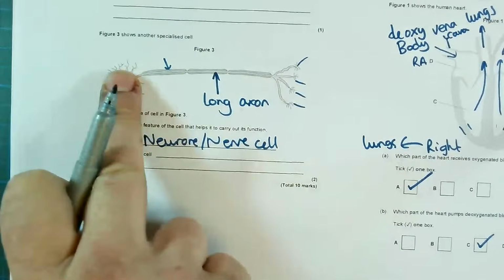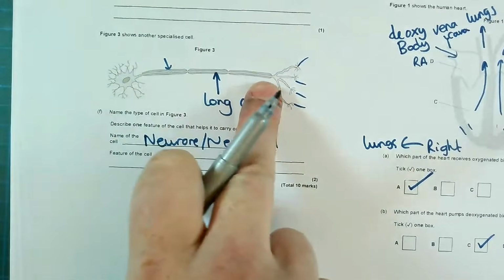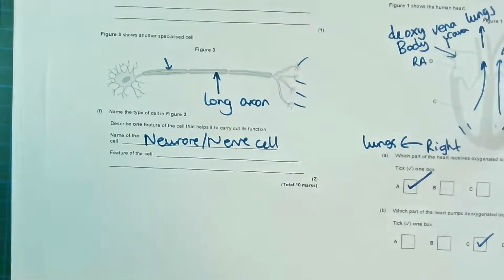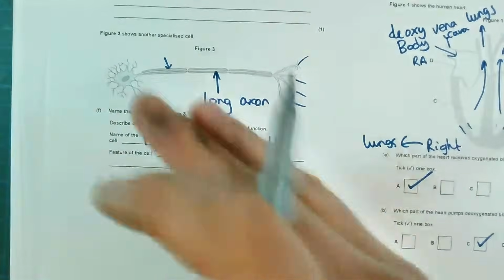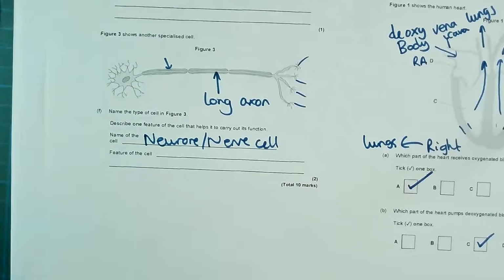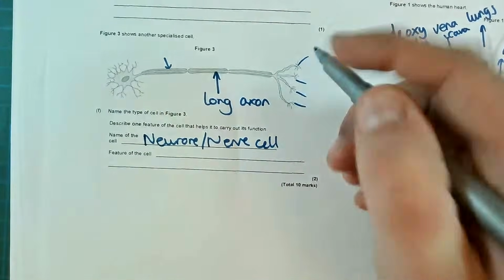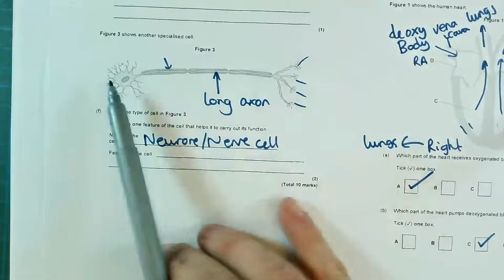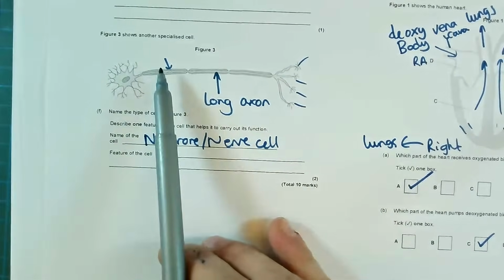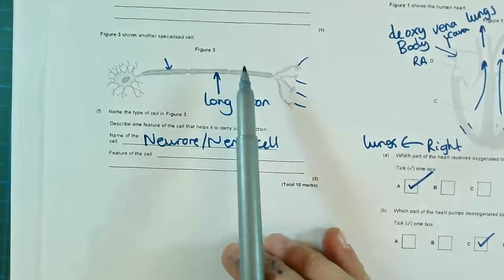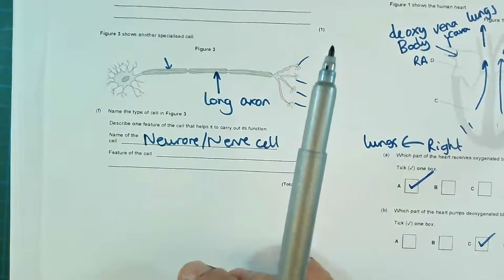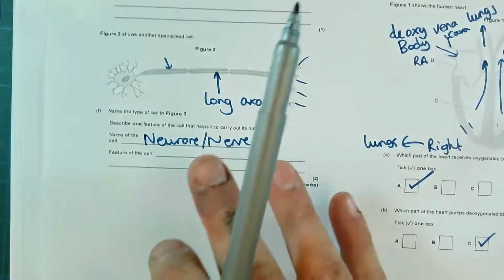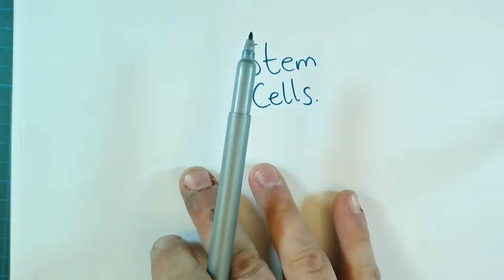It's also got these bits here, which provide insulation to stop the electrical signal leaking out. So it's well adapted to give a nerve signal. You've got all these places to connect with other nerve cells on both sides. It's really long. You've got this insulation to stop the electrical signal leaking out. And that's an adaptation.